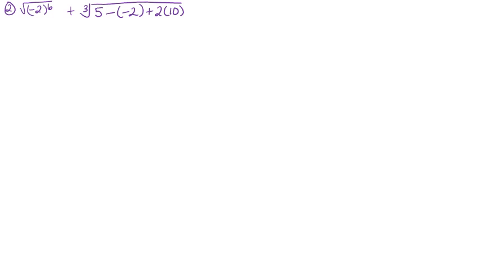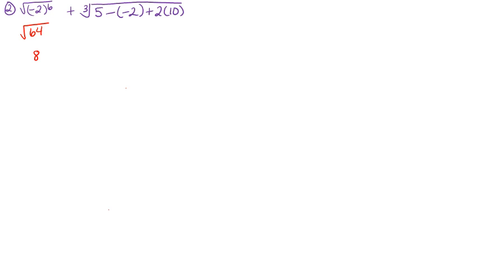Okay, so we're going to do the square root and the cube root. We're going to evaluate what is inside of them first, because remember, you take care of grouping symbols first. So anything inside a grouping symbol we're going to take care of. So let's do the first one. We're going to do -2 to the 6th first. -2 to the 6th is going to be a positive 64, and the square root of 64 is 8, because I evaluated it. So the square root of 64 is 8.